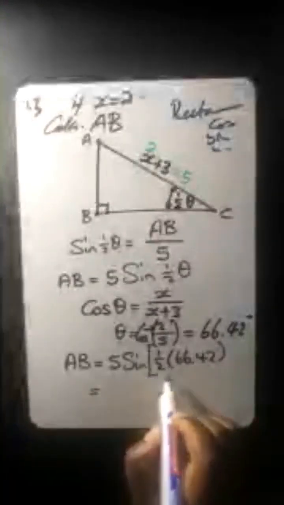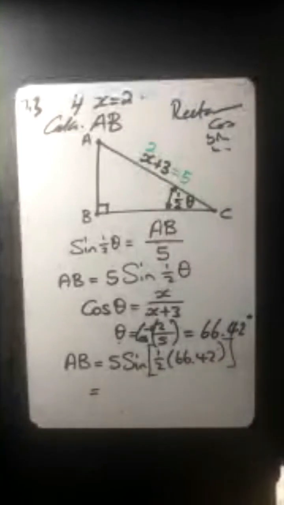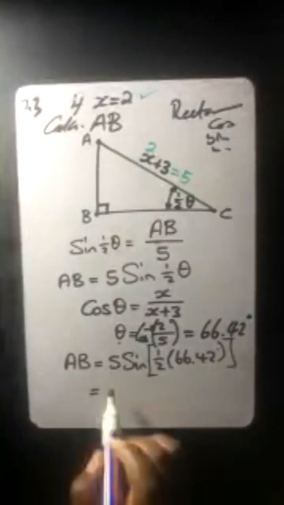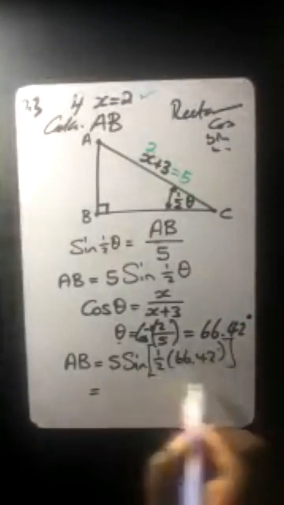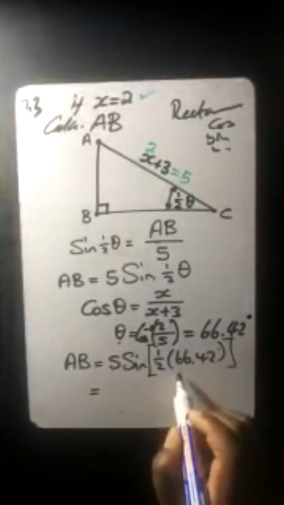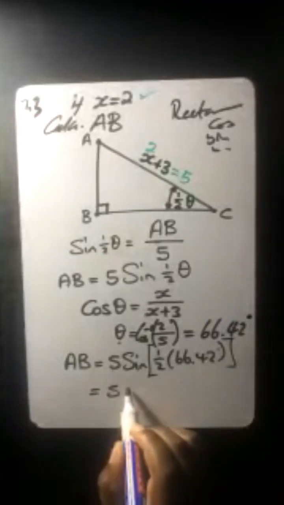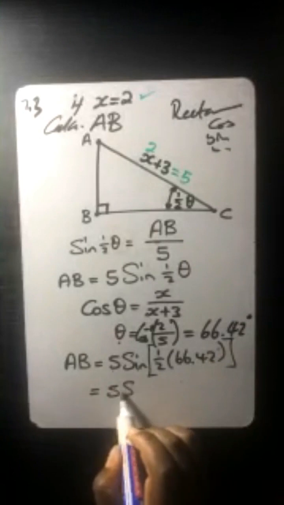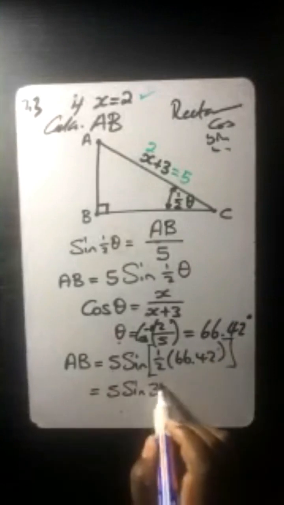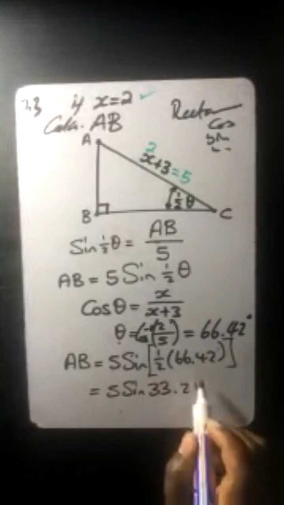And then now you punch all of this. Remember, this is an angle, the whole of that. So it's actually 5 sine of half of 66.4, which is what? 33.21. Can you see?